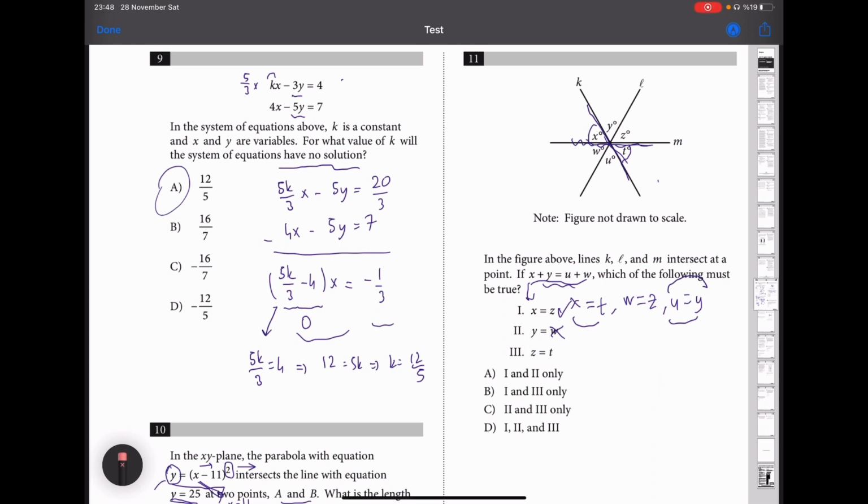Let's check the third option. z equals 3t. x plus y, the first thing again, equals u plus w, right? Write t instead of x: t plus y equals u plus w. I need z in here, so write z in place of w: u plus z.